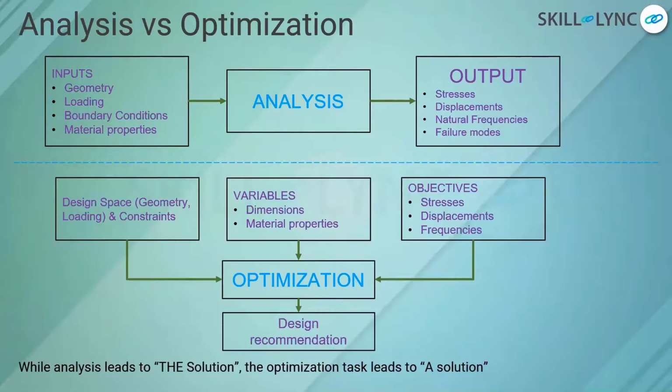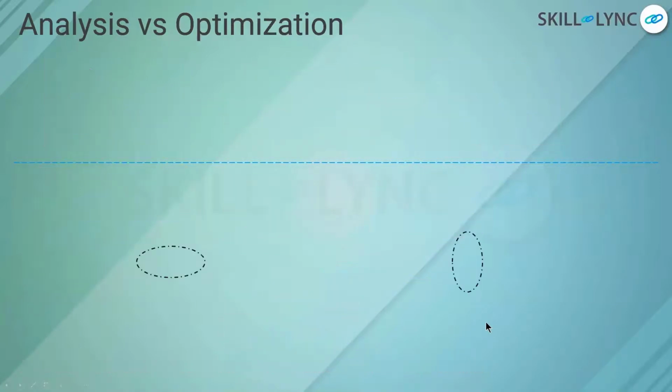So we can say that while the analysis leads to the solution, so it gives you the solution to a problem, whereas the optimization task leads to a solution, which means it is not the only solution, but there are multiple solutions available, and you need to make a recommendation of the optimum solution that you can provide.